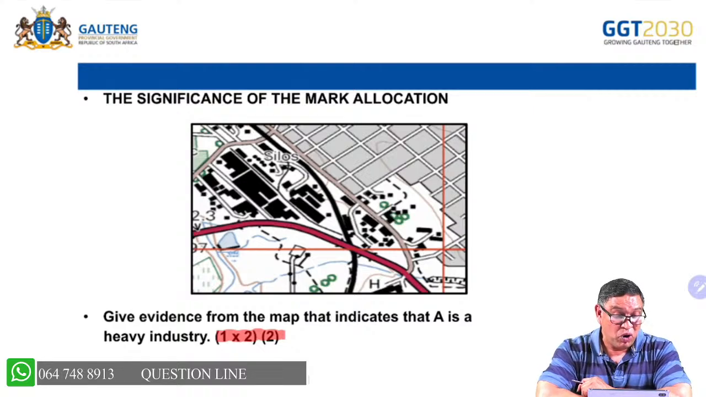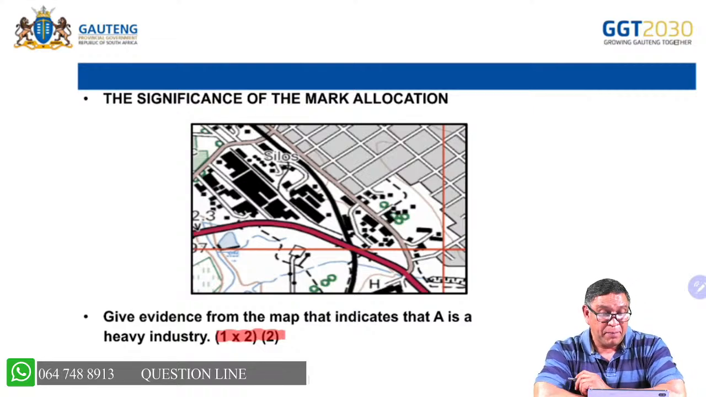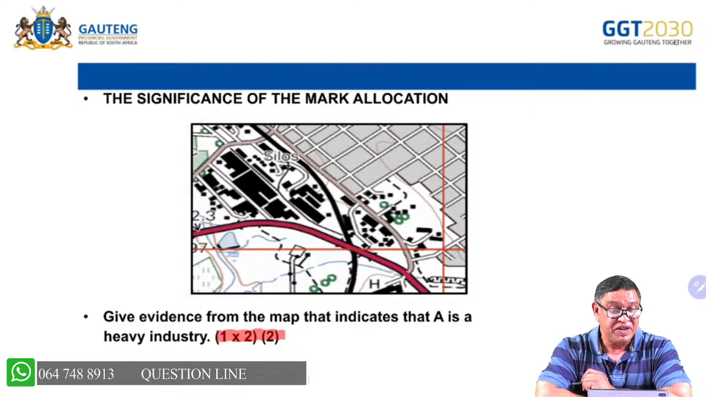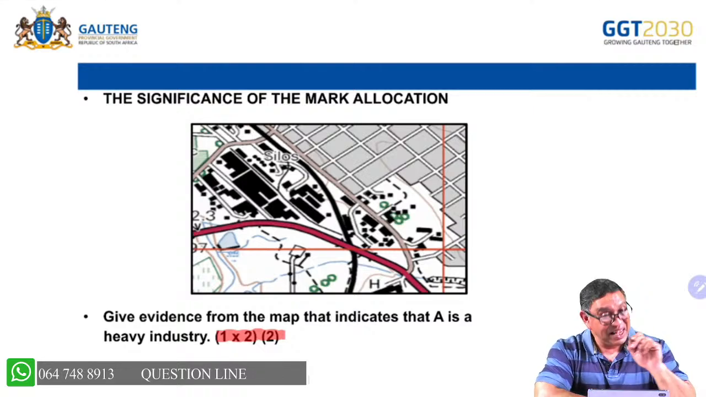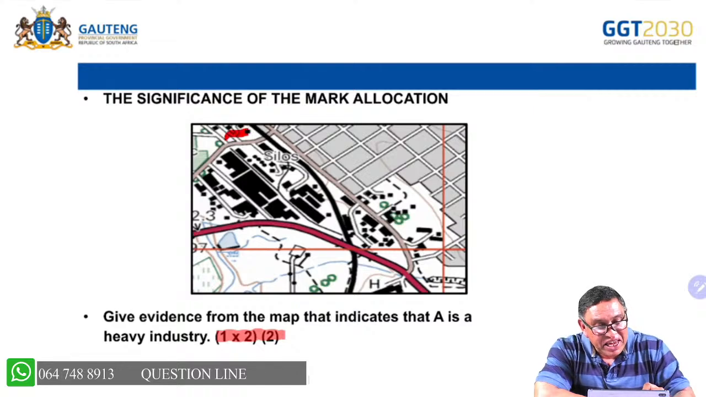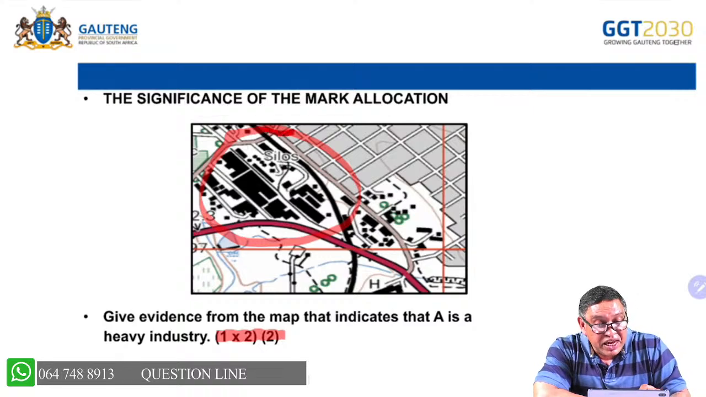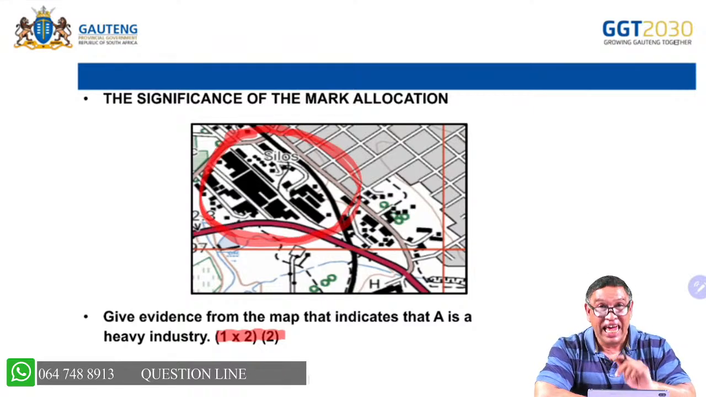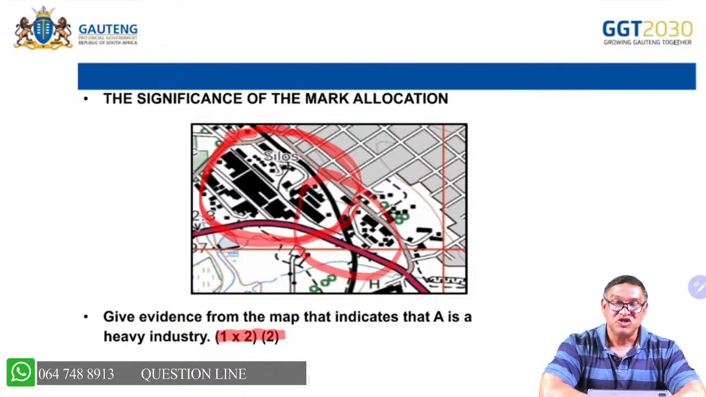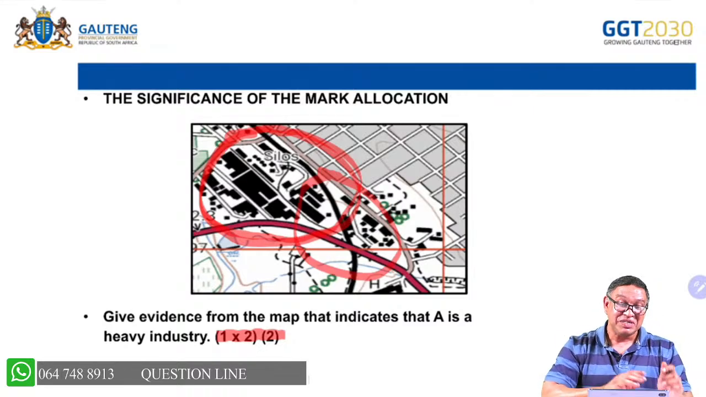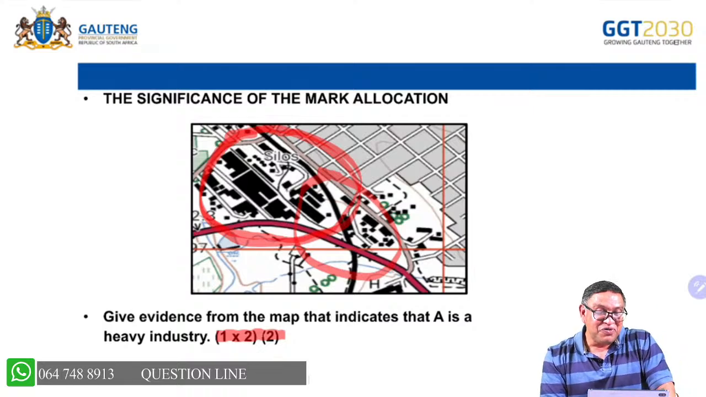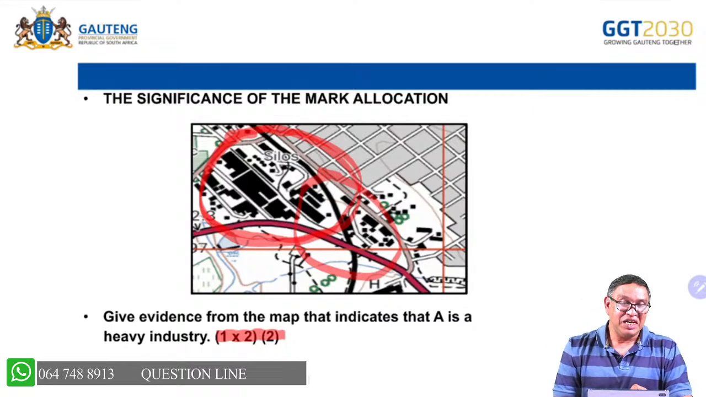Now this is a map work question. Give evidence from the map that indicates that A is a heavy industry. All right? Now you have to put it in a nice explanation. It's located on the outskirts of the city or CBD. It's located on flat land. I can't just say land. Okay, it's near bulk transport. Can you see it? So sometimes even your give, you need to focus on the mark allocation.